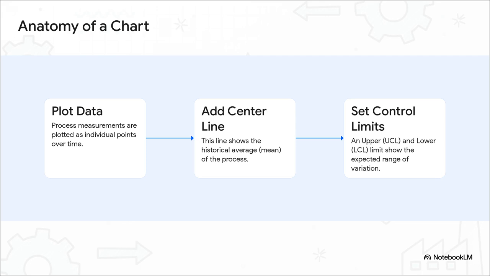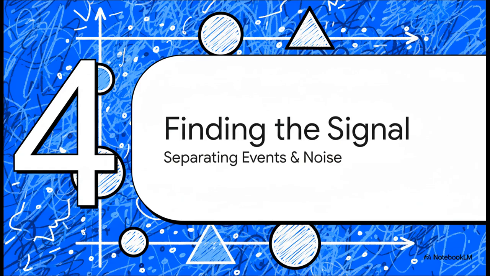Simple enough. Second, you have that solid center line, which is just the historical average of your process. But third, and this is where the magic really happens, you calculate an upper control limit and a lower control limit. And these 2 lines define the expected, normal range of variation for your specific process. So why are those 2 lines, the control limits, so important? Well, it's because they let the chart do its most critical job, separating the important stuff, the signals, from all the random background noise.